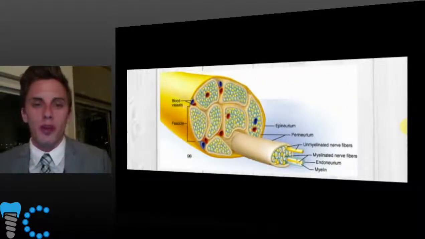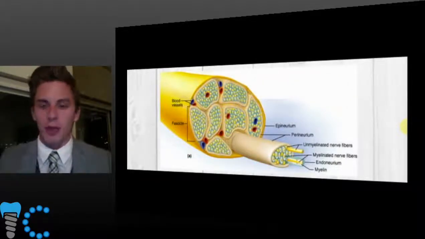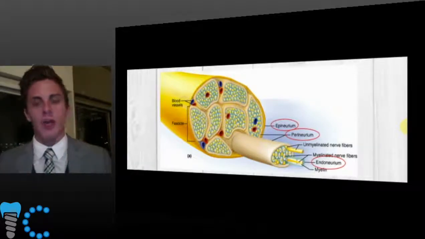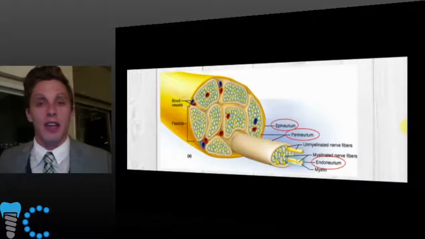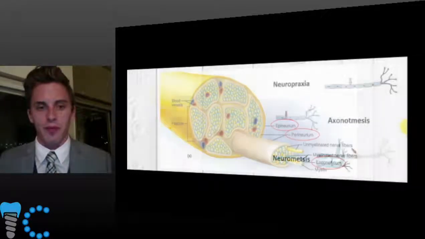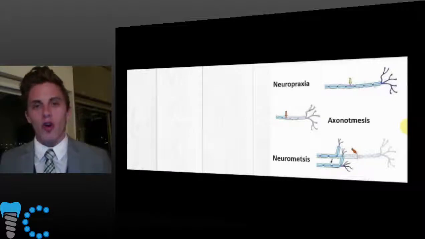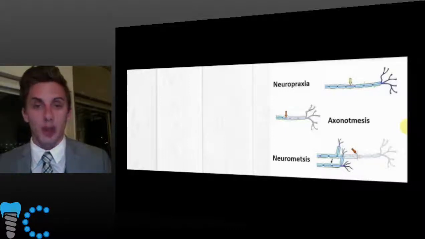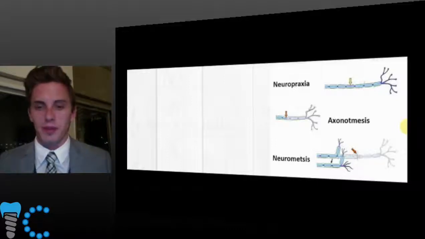Here we review the nerve anatomy. So we have 3 particular layers that we're interested in. We have the epineurium, which is the outer coating, we have the perineurium, and then we have the endoneurium. Depending on which sheaths or layers are damaged, we have a classification system called Seddon classification. So we have neuropraxia, axonotmesis, and neurotmesis.